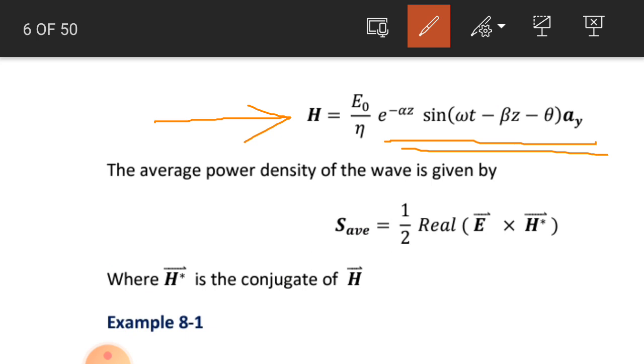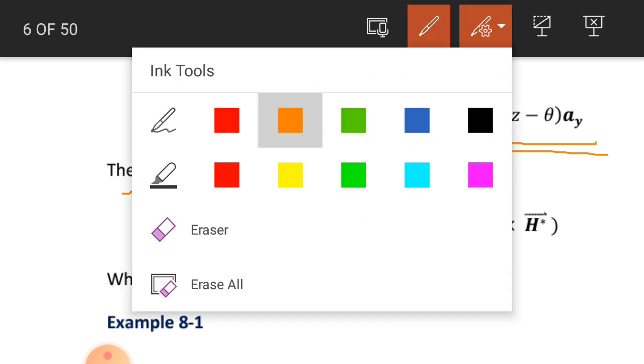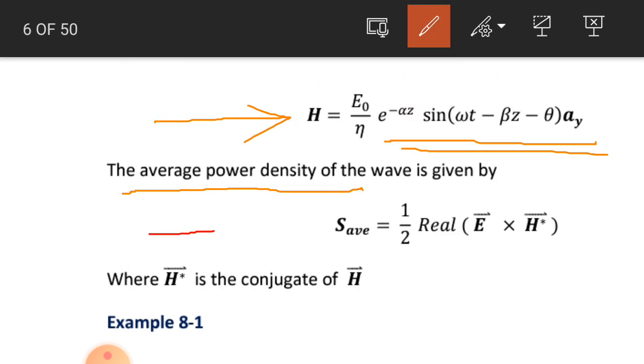If you want to calculate the average power density of the wave, which is the power per unit area, you can calculate the average power density of the transverse electromagnetic wave with the help of this particular equation. We have 1 over 2, and then we have the real component of the electric field intensity cross the conjugate of the magnetic field intensity. So this is how we calculate the average power density of the transverse electromagnetic wave in a lossy dielectric medium.